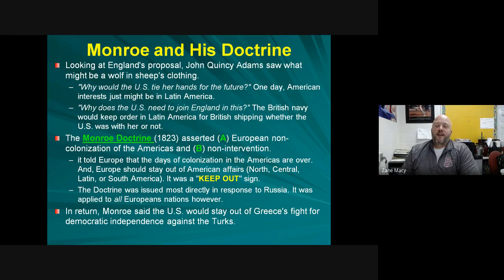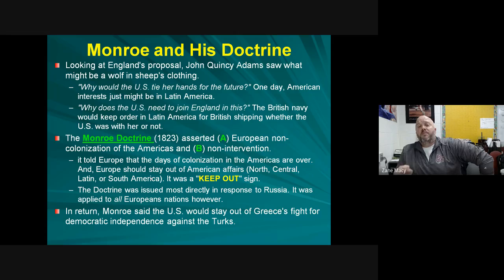Essentially, this was the United States kind of puffing its chest out and telling Europe that the days of colonization in the Americas are over, that European states should stay out of American affairs, whether it's North America, Central America, Latin America, or South America. This was a keep out sign planted in the Americas to the rest of the world.